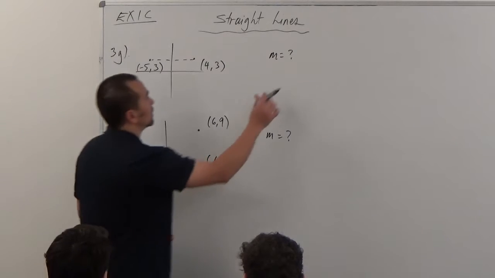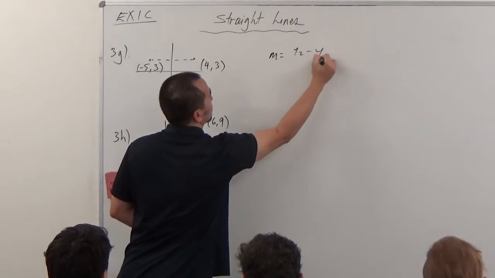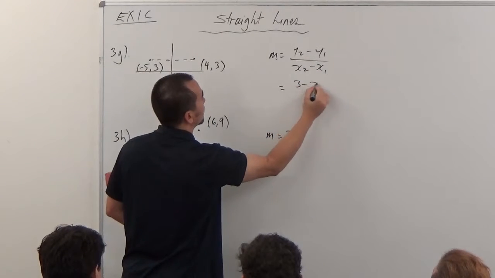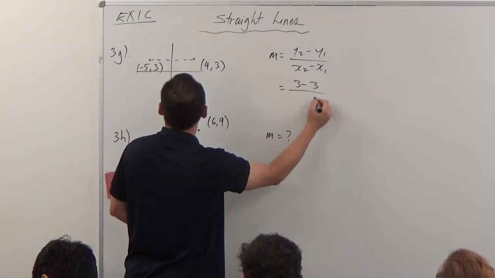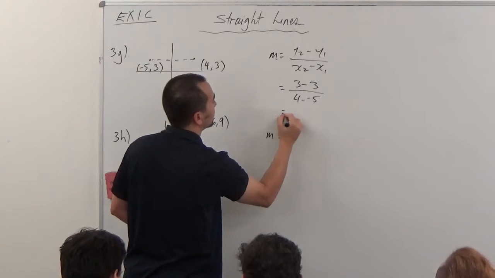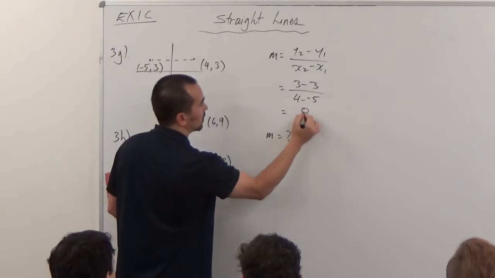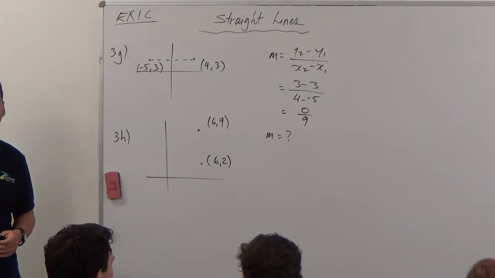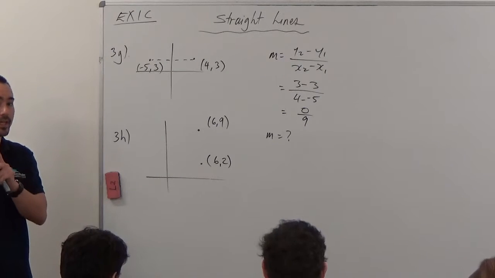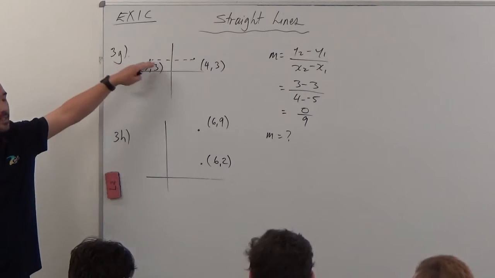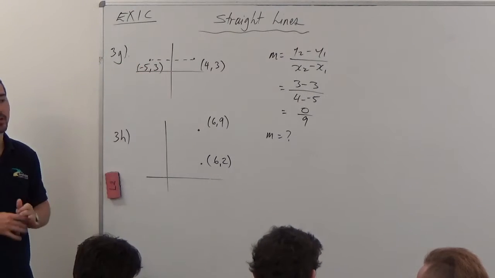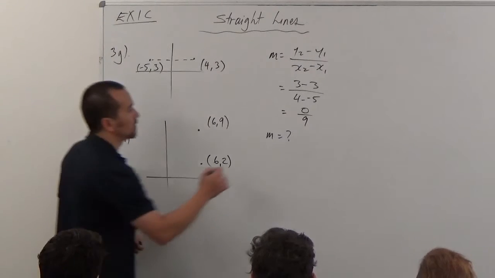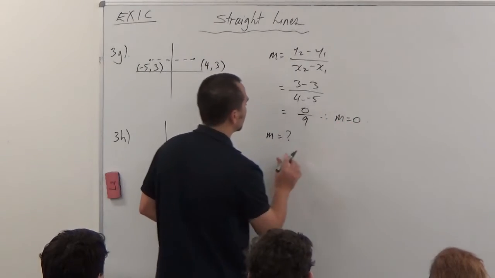Yes, it would. If we use the formula y2 take y1 divided by x2 take x1, we would have 3 take away 3 over 4 take away negative 5, which is 0 over 9. 0 divided by anything is 0. So is it undefined? No, we're going to get to undefined in just a second. But this is a 0 gradient. An airplane flying at 0 gradient just means it's flying horizontal. So therefore, the gradient in this case is 0.